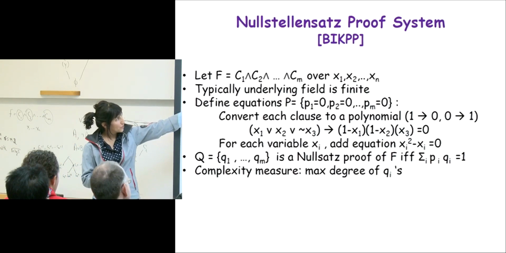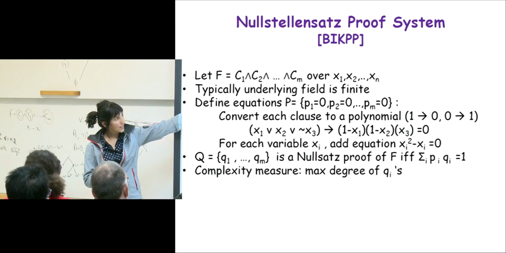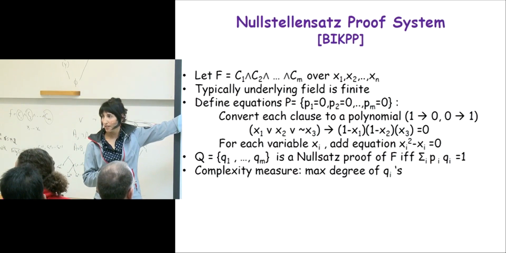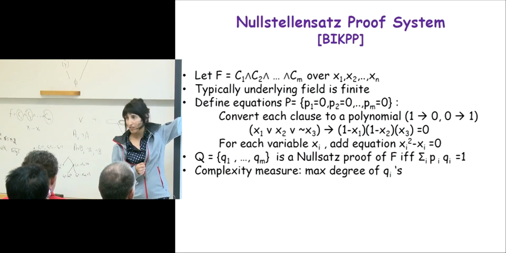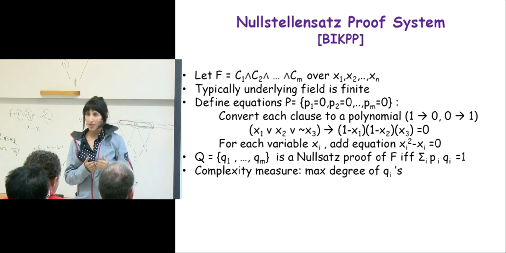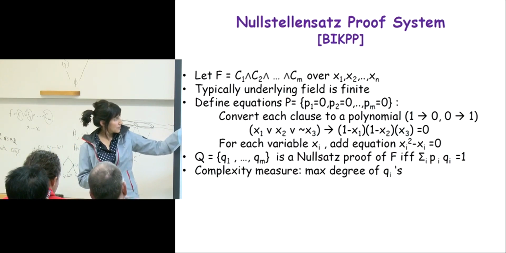And you also want to add these equations, xi squared minus xi equals 0, because we want to force 0, 1 solutions. We really want to be in the Boolean case. So the P's corresponding to an F are, you convert the clauses, and that gives you m equations, plus n more equations, one for each variable. And that's the set P.